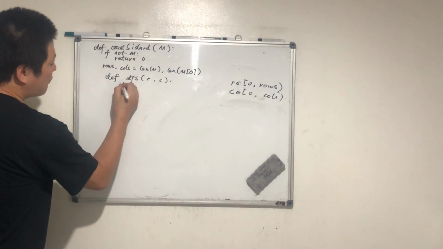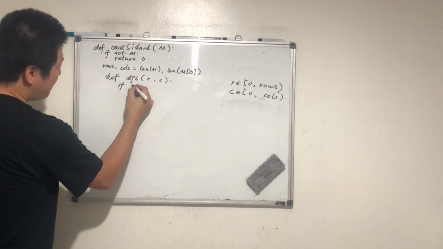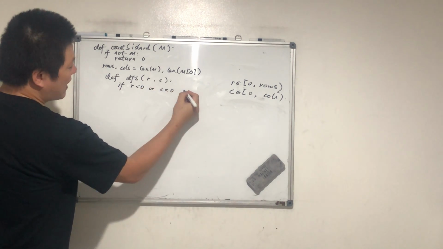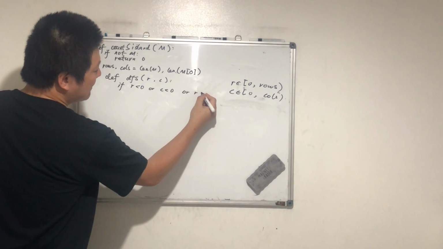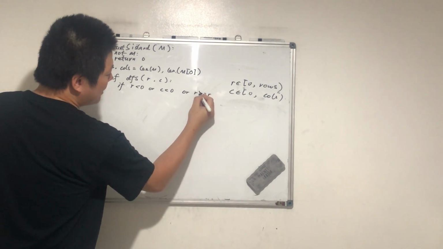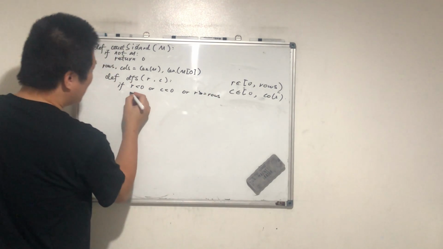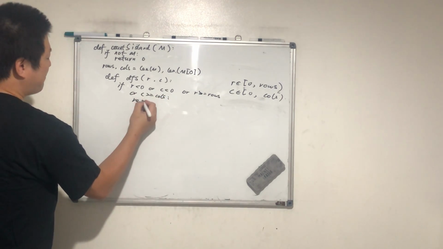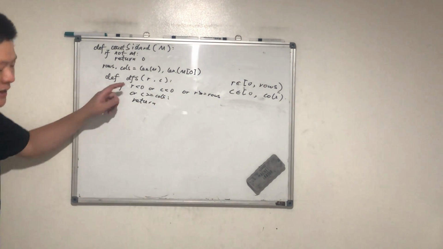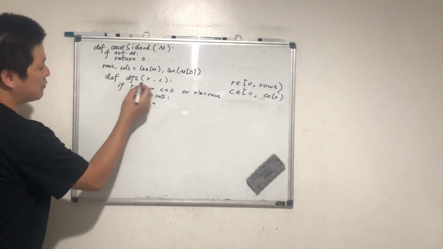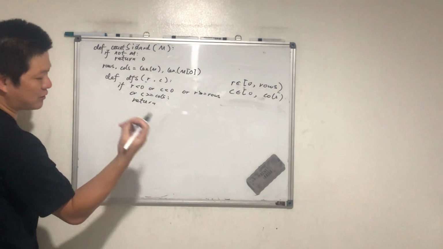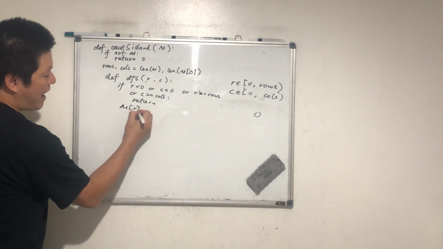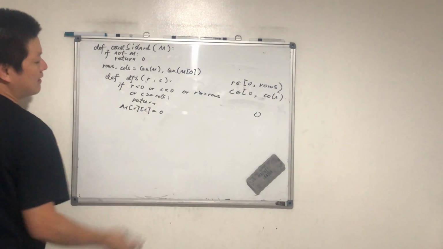Look, so if it's out of range: if R is smaller than 0, or C is smaller than 0, or R is bigger or equal to rows, or C bigger or equal to columns, what should we do? We just return because it's out of range. We're doing the depth first search. So now I just need to make this pixel at RC equal to 0, right? So m[R][C] equals 0.